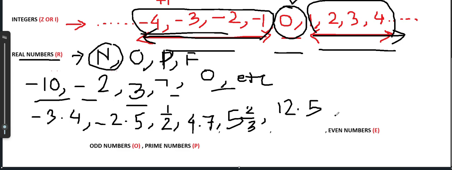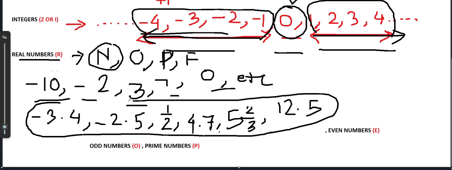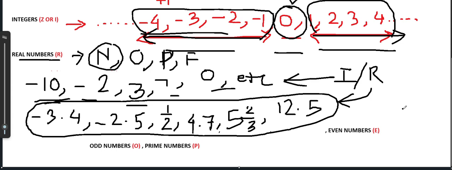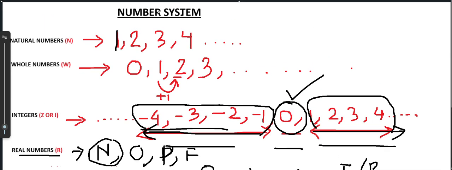Now to be precise, these are not integers, because everything I have written here is either a fraction or a decimal. So this set of numbers is not integers. They are all real numbers. But this set, what we have written over here, they are all integers as well as real numbers. Okay? Well, now I come to the next part.